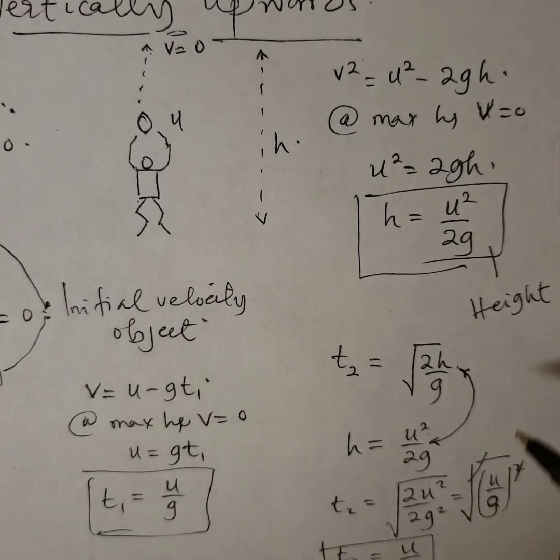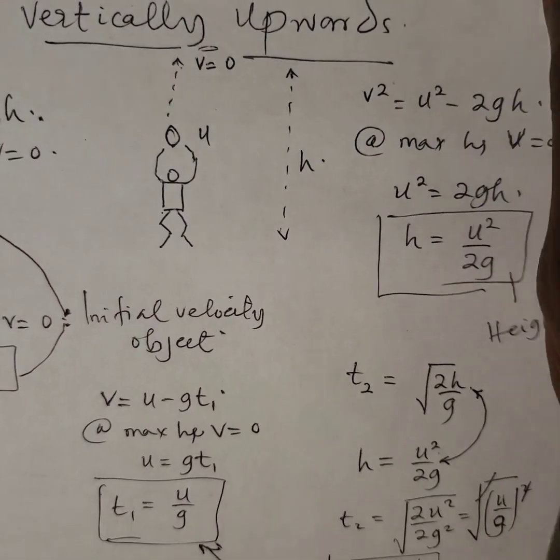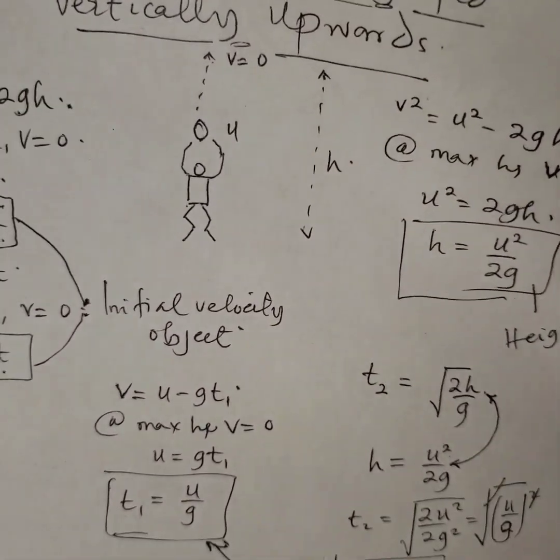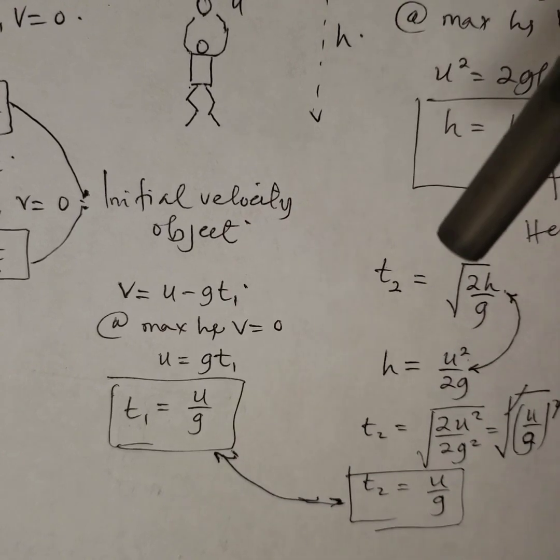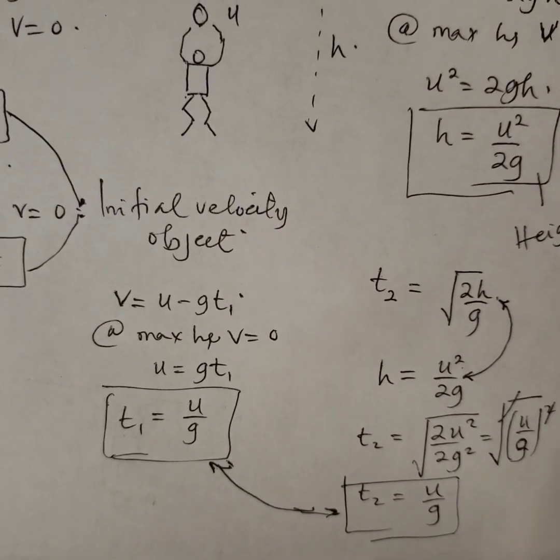So we can see here that t1 and t2 are the same. The time taken to travel upward and the time taken to travel downward are equal, as I've said earlier on.